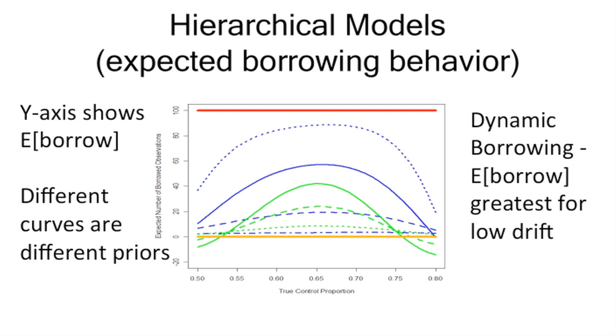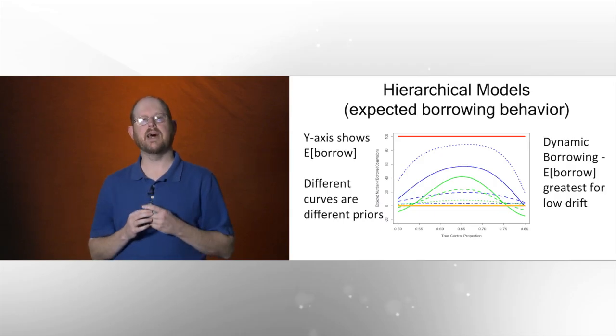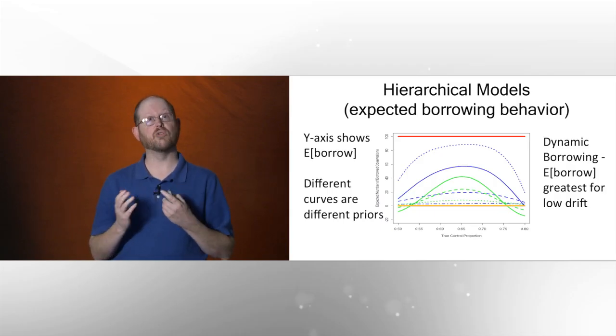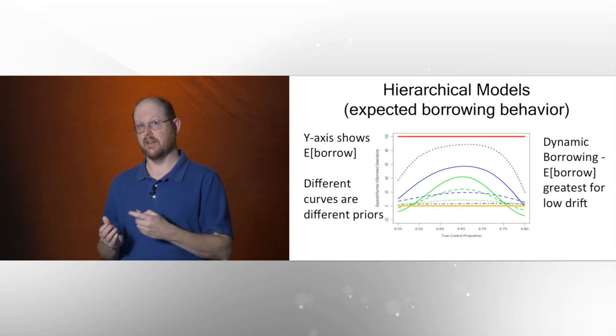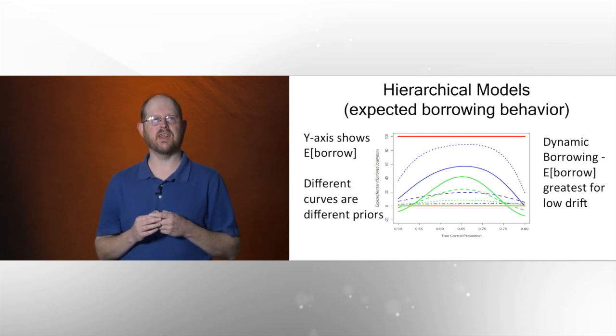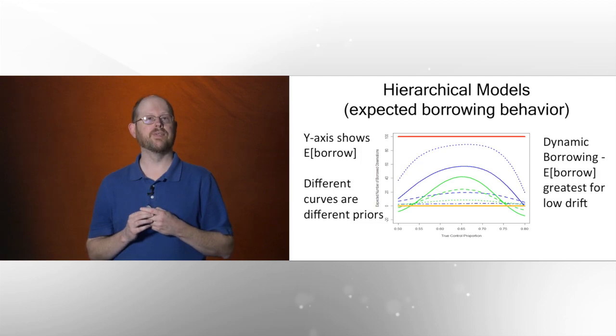You can set the maximum. So you can say, I'm going to borrow the most when the drift is small, but I never want to borrow more than 20 subjects, never want to borrow more than 40. But the key thing about dynamic borrowing is as drift is encountered, you get drift to the high side, drift to the low side, it stops borrowing. So when the drift starts to hit 80 or the drift starts to get 50, you can see you're not borrowing any subjects anymore.